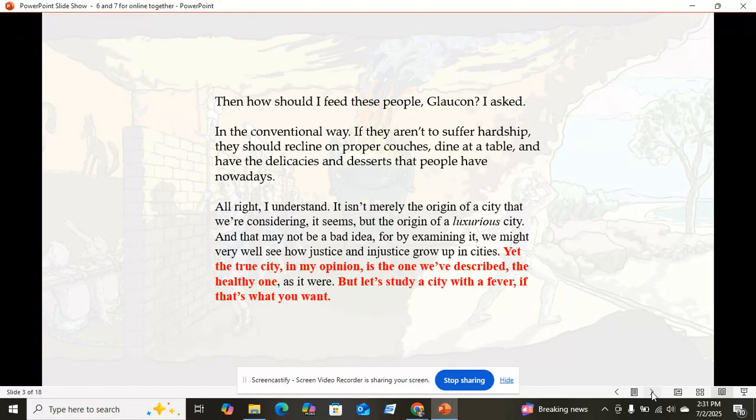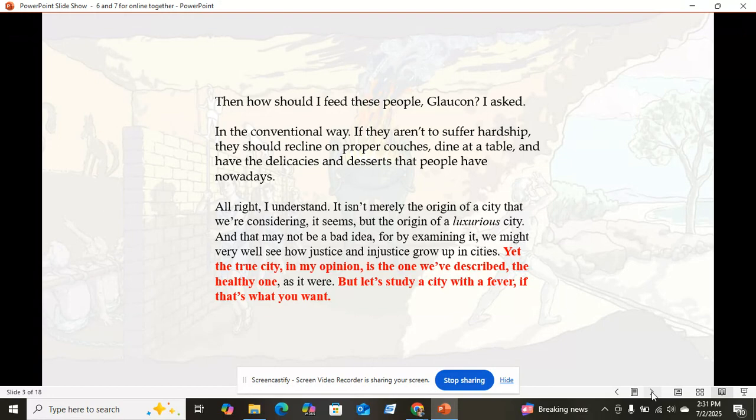Socrates says to one of the young men, "So how should I feed these people, Glaucon?" And Glaucon's response is, "In the conventional way, if they aren't to suffer hardship, they should recline on proper couches, dine at a table." Because in Socrates' ideal little town, people didn't have comfortable couches and tables. They just had very simple houses with very simple furnishings. But he's saying they should dine at these tables and have delicacies and desserts that people have nowadays.